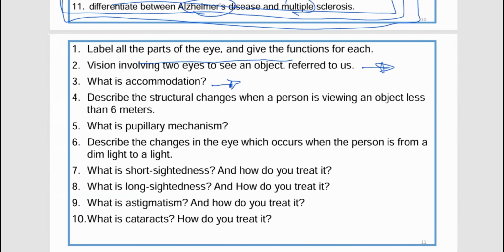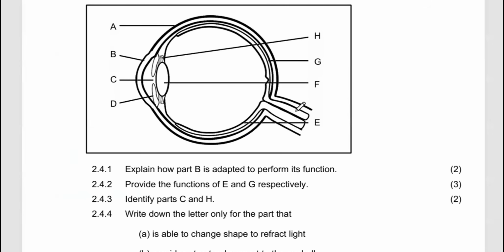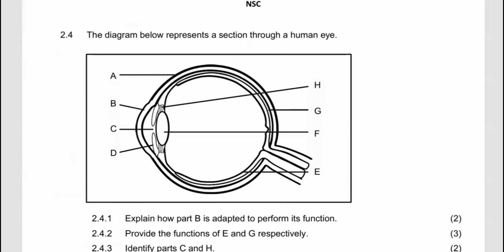Let's first go back to the eye and then we check and we see. Let's find the question of the eye. Yes, this is the question, for example. So you have to label it. A is what? A is the sclera.